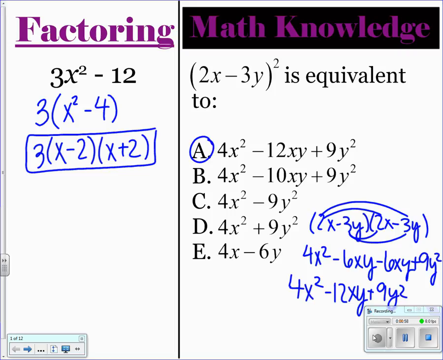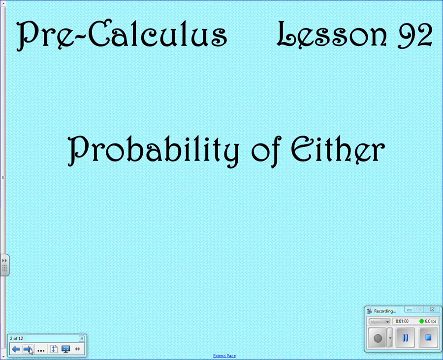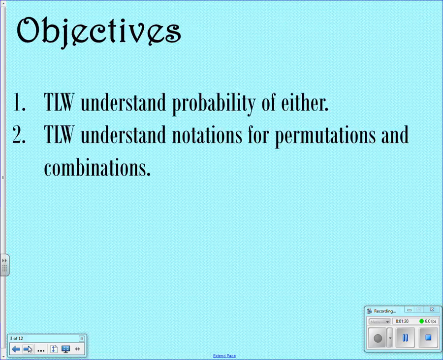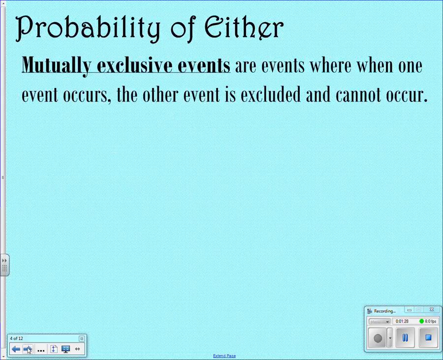Now we're going to look at lesson 92. We skipped lesson 91. It was dealing with more geometric sequences and stuff, and I told you that we are skipping all of those lessons so that we can focus on some pre-cal concepts that we have towards the end. So we're looking at lesson 92, probability of either. Hopefully you'll understand the probability of either after this lesson, and it also talks a little bit about notations for permutations and combinations in this lesson.